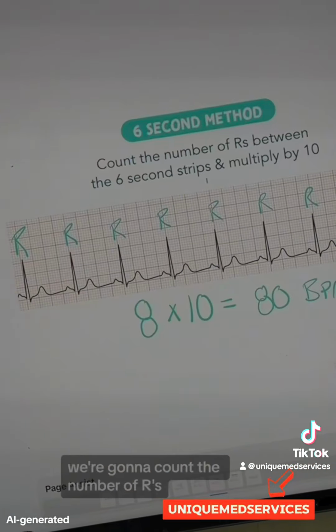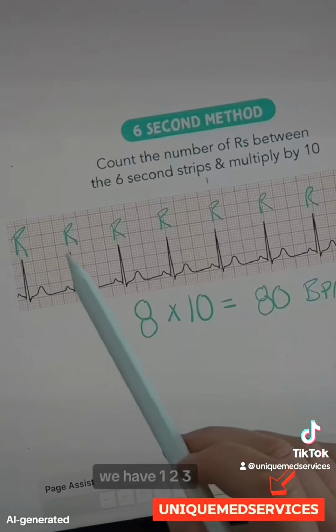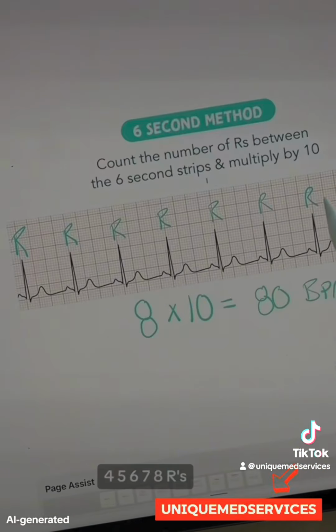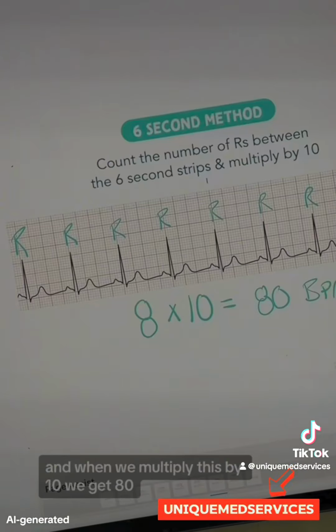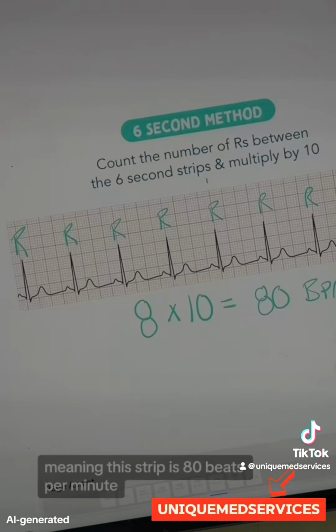Okay, now we're going to count the number of R's. We have 1, 2, 3, 4, 5, 6, 7, 8 R's, and when we multiply this by 10, we get 80, meaning this strip is 80 beats per minute.